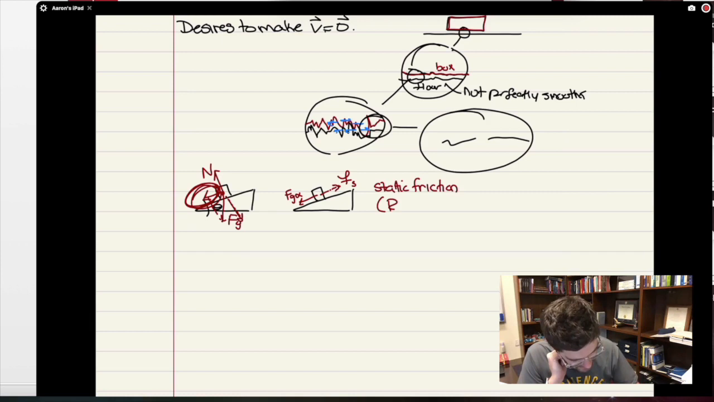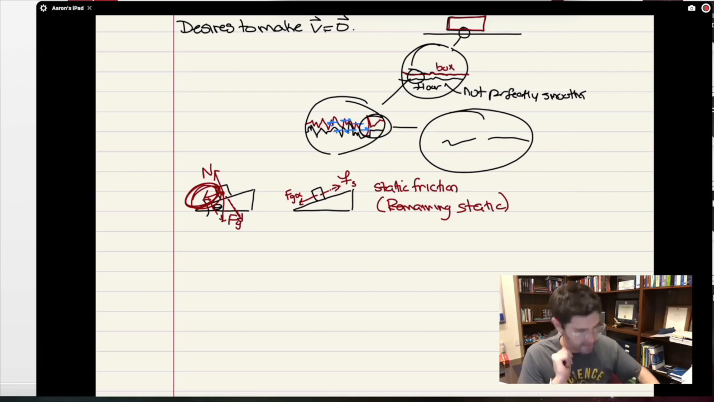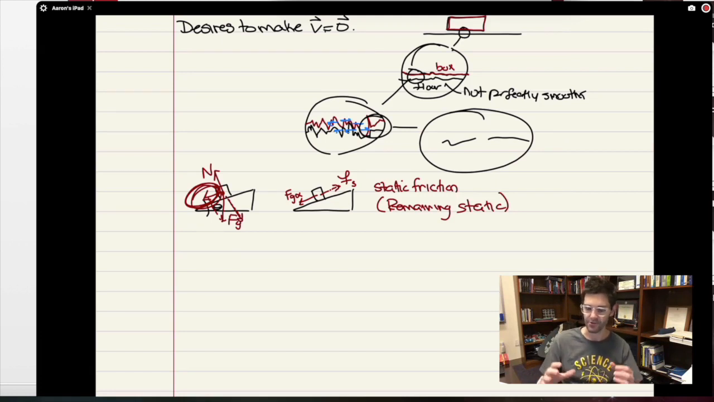Things are remaining static. The velocity vector is 0. That is what friction wants. So friction is happy and content and will do what it can to make sure that remains the case. Things that are static remain static. Static friction.